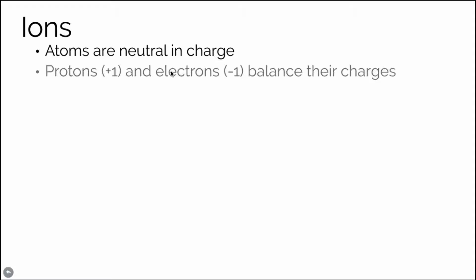Now, we've talked about atoms and we've talked about isotopes, and the last thing to talk about in this video are the ions. Before we get into it, I just want to remind you that when we're talking about atoms, they're usually neutral in charge, and this is because they have the same number of protons and electrons, and because these two have opposite charges, they cancel each other out. They balance out their charges.